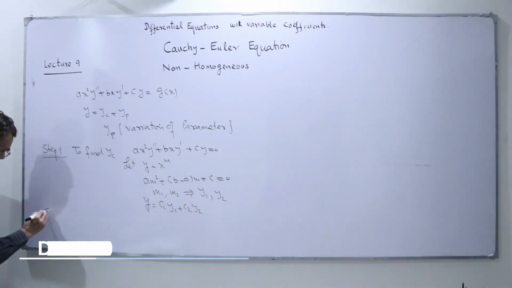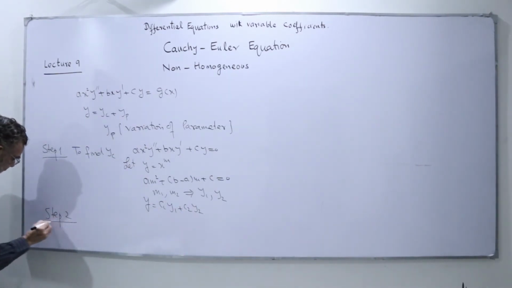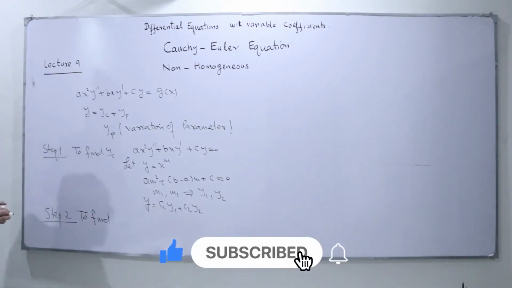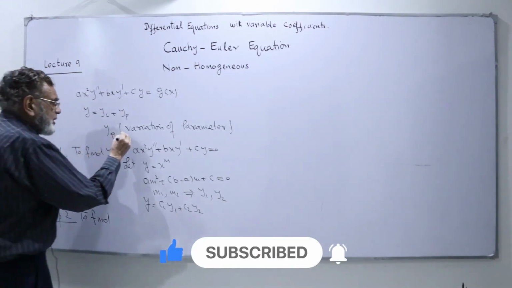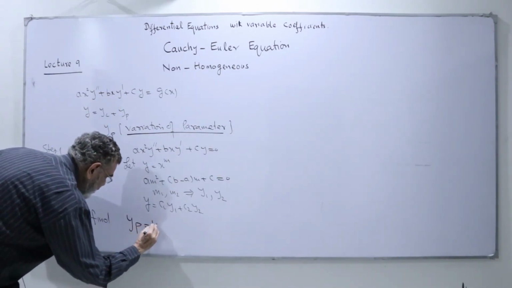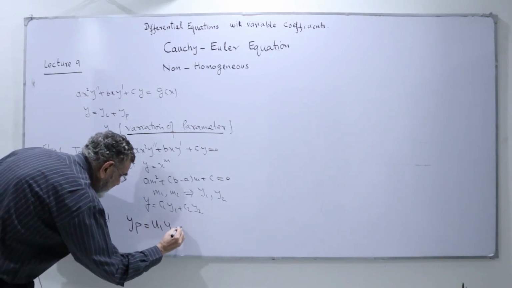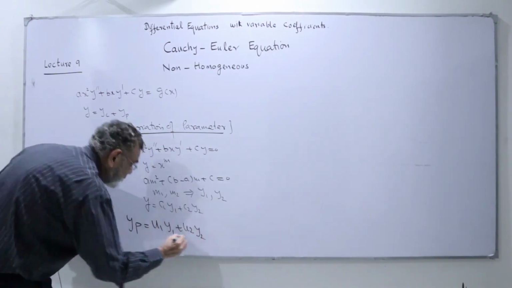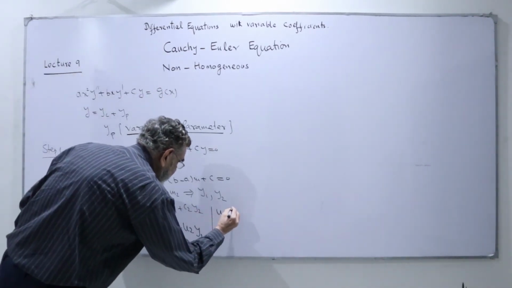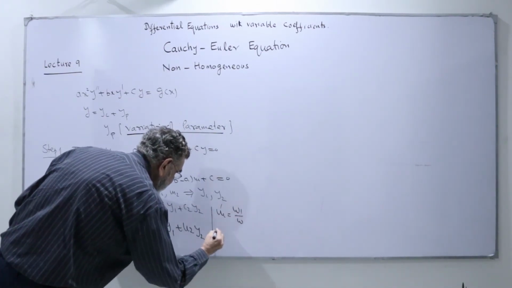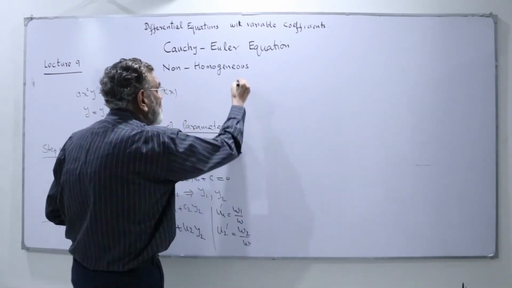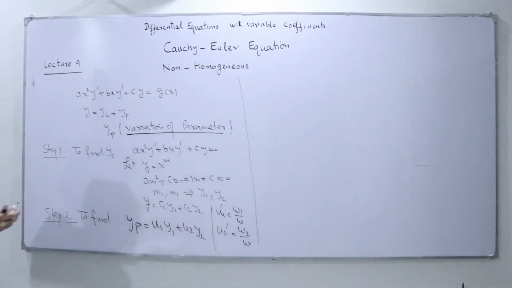Now step 2 is to find yp. To find yp, I use the method of variation of parameter. So my yp will be equal to u1 y1 plus u2 y2. Now what's my u1? u1 dash is W1 over W, and u2 dash is equal to W2 over W. I'll show you the details of this method with the help of an example.